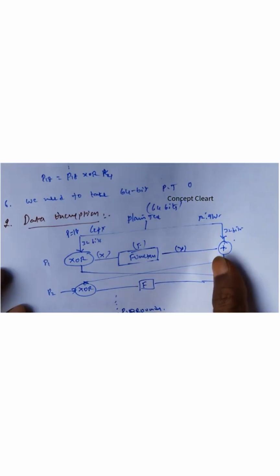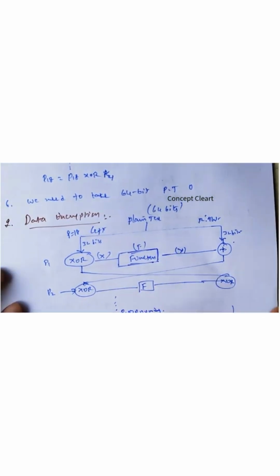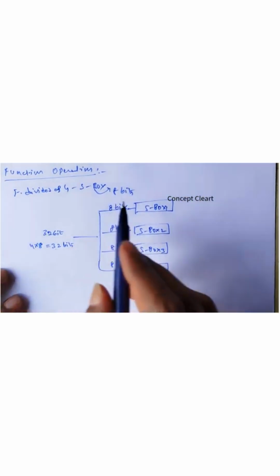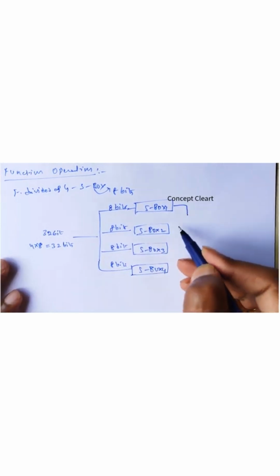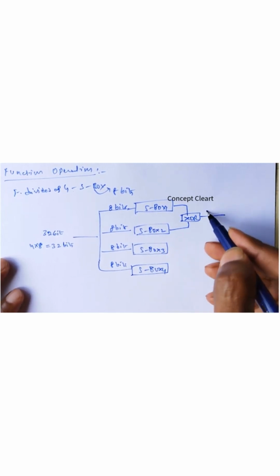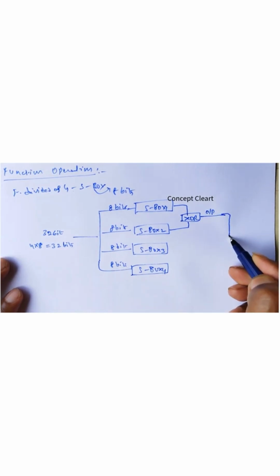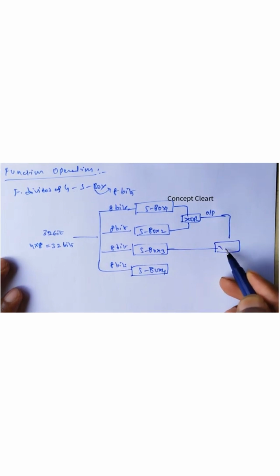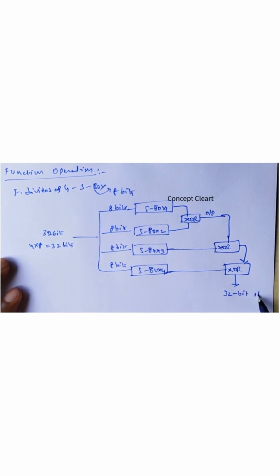Here in this data encryption, what operation will be performed in this function block? We are seeing here. In the function operation, first S box 1 will be performed XOR operation with S box 2. The output of these two will perform again XOR operation with S box 3, and this output is again performed XOR operation with S box 4. This is the 32-bit output of the function.